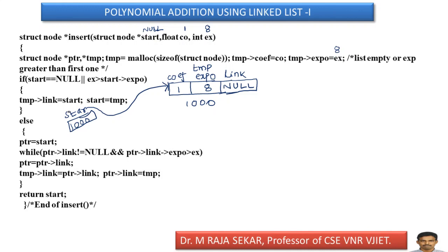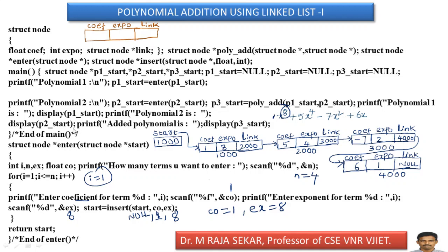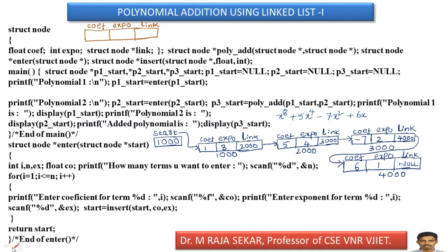You are returning 1000. You will go back to the first slide. In the first slide, the previous value of i is 1. Now i becomes 2. i plus plus means i equal to 2. Now enter the coefficient for term 2. In term 2, let me say this is 5x power 4. Let me say I entered 5. This 5 will get stored in the place of CO.